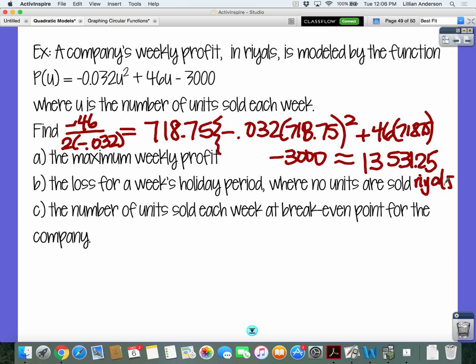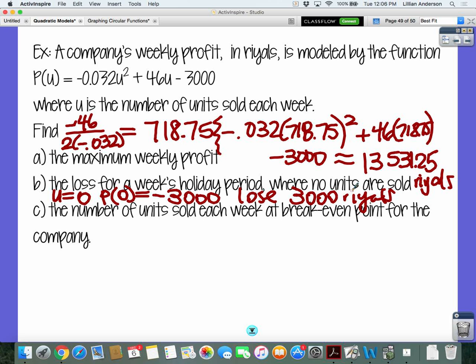13,000 and the rest. Now it says the loss for a week's holiday period where no units are sold. If no units are sold, that means U equals what? 0. So if you plug in 0, then our profit, which is technically a loss, is negative 3,000. So we basically lose 3,000 royalties.